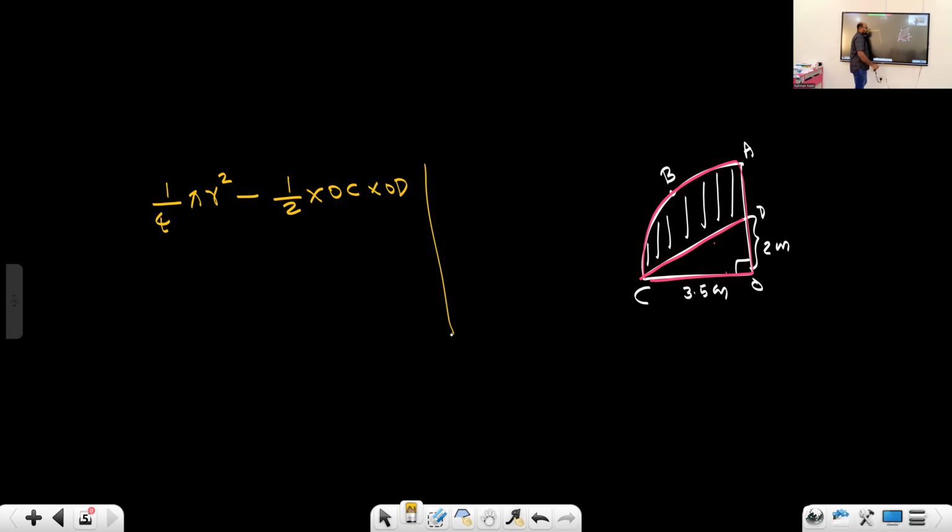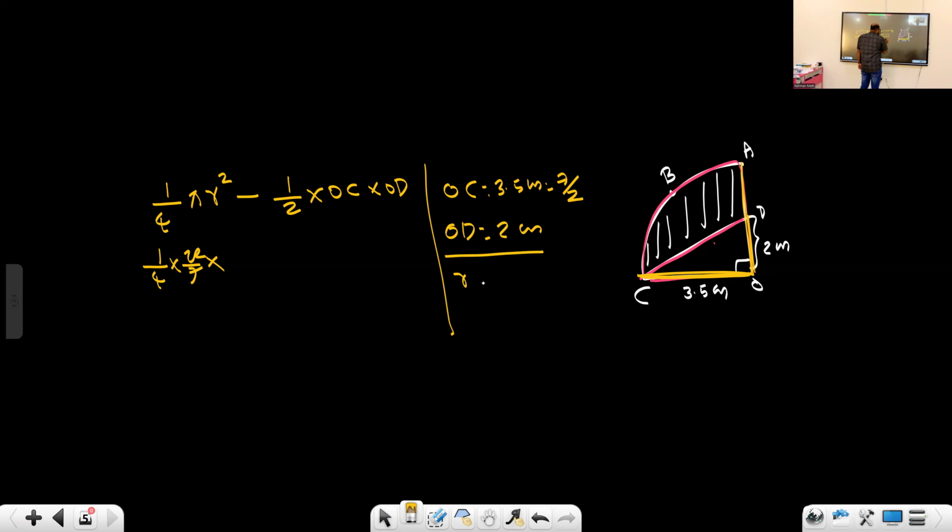Check the diagram. This is what we are calling the base, and this is what we are calling the height. Half into base into height. Substitute everything. Don't make mistake. 1 by 4 into 22 by 7 into what is the radius? Yeah, 3.5. Okay, this is the radius. Even this also radius because it's a quadrant. Here OC equal to 3.5 centimeter, or we can write as 7 by 2. And OD is what, 2 centimeter. And radius is what, 3.5 centimeter. Everything write perfectly. That is 7 by 2 centimeter.